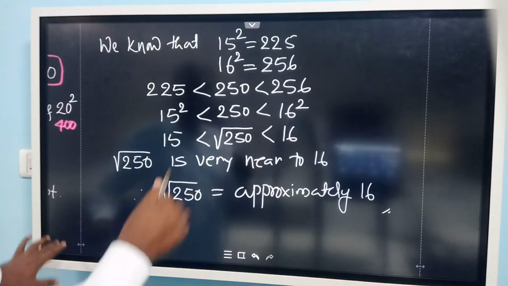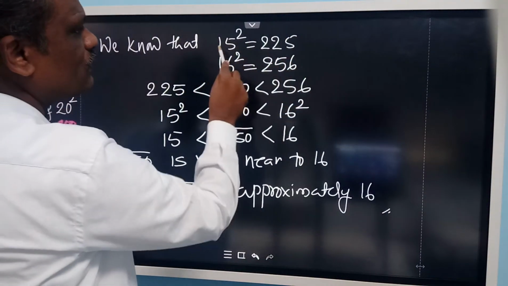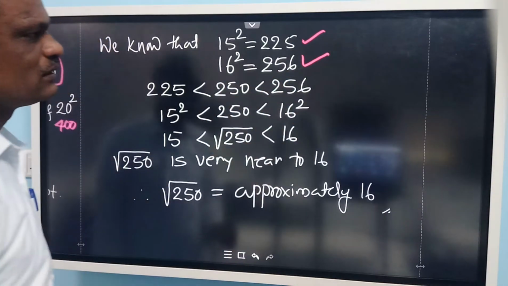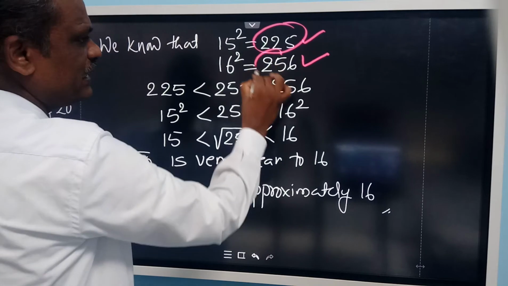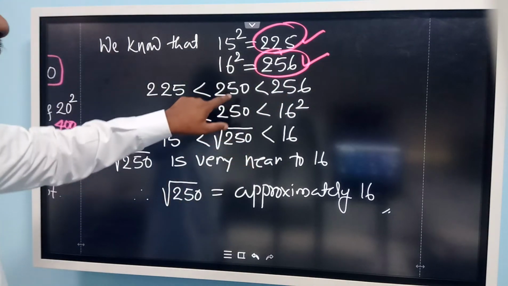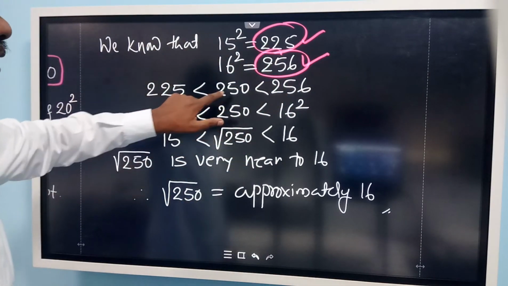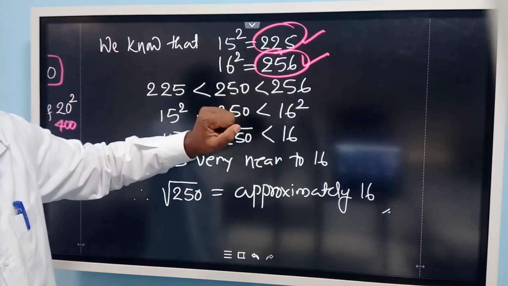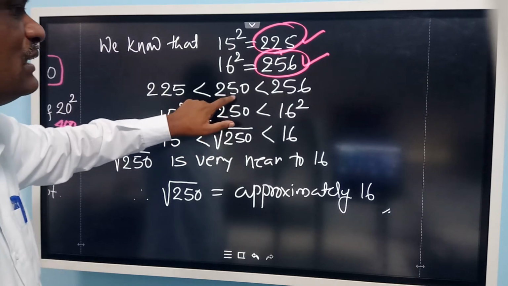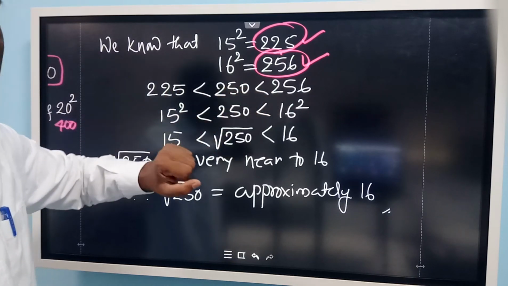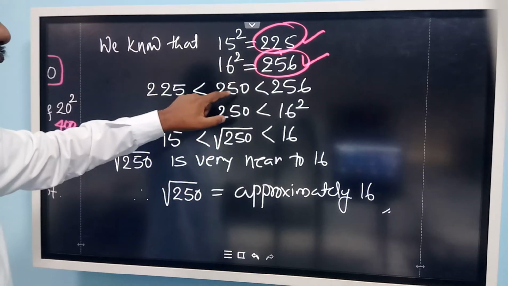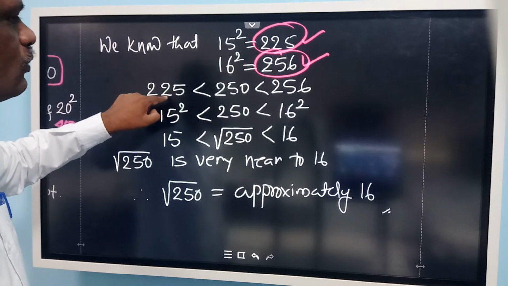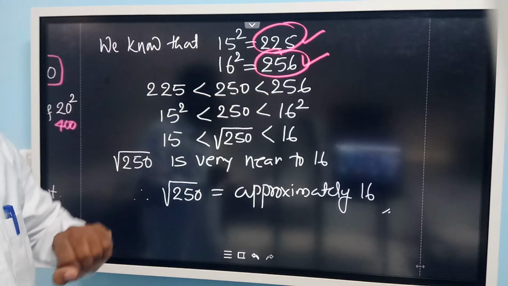Then I will take, we know that 15 square is 225. 16 square is 256. These are the two square numbers I have selected. And this 250 lies between these two square numbers. 250 is greater than 225 and the same 250 is less than 256. Isn't it? Now this 250 is very near to 256, isn't it? 250 is very close to 256, not 225. 225 is a little far from 256.